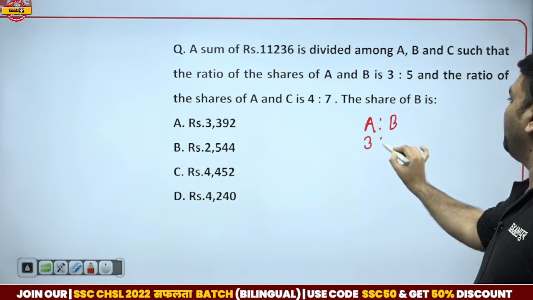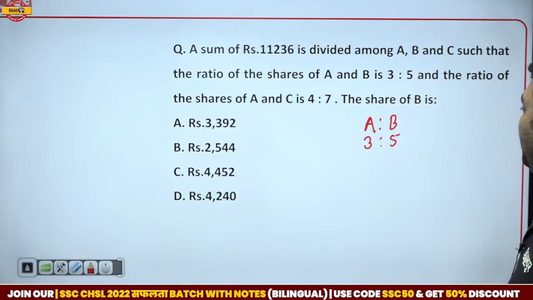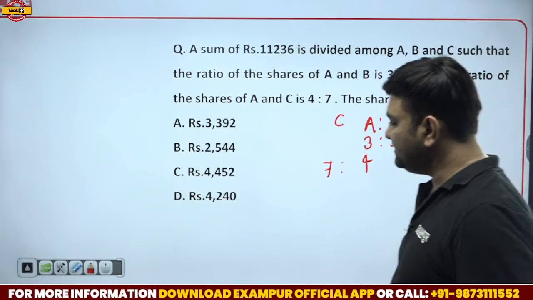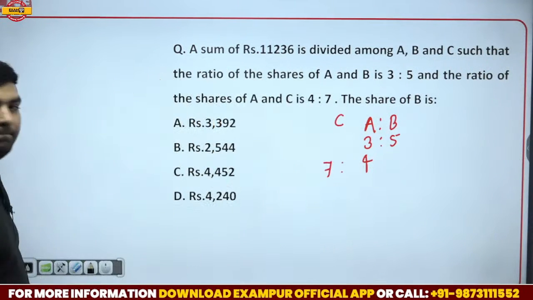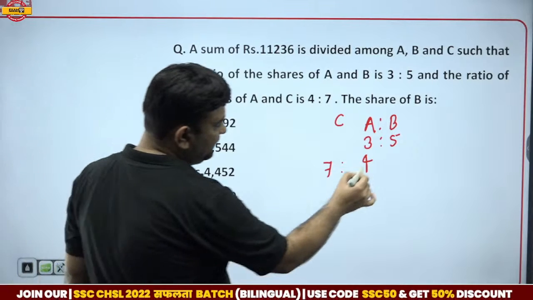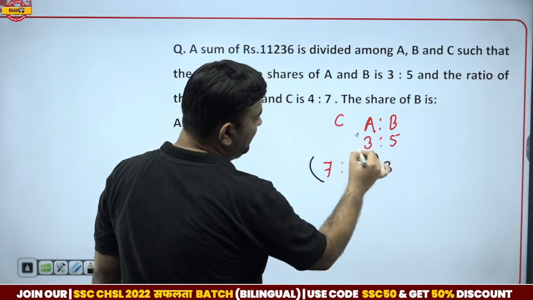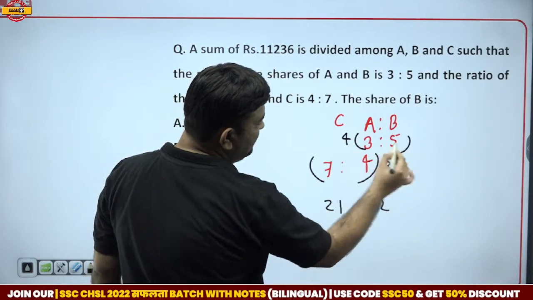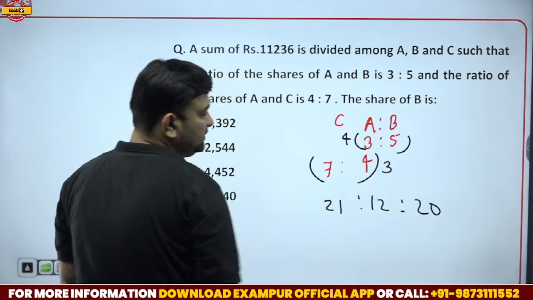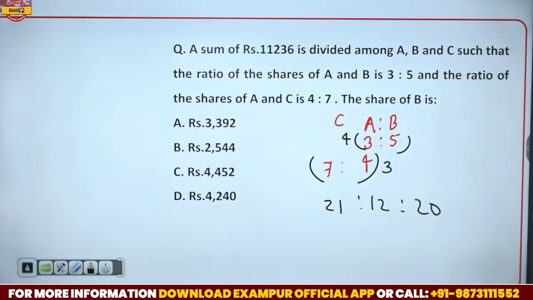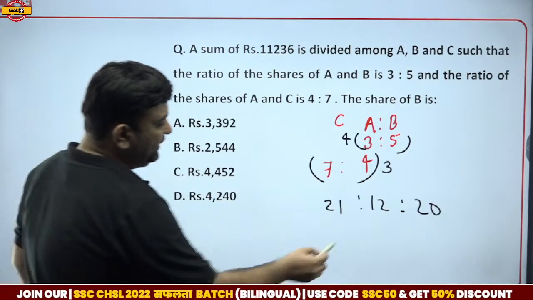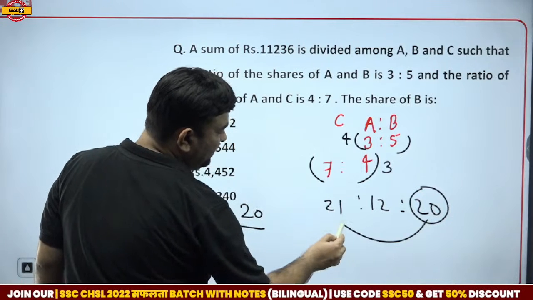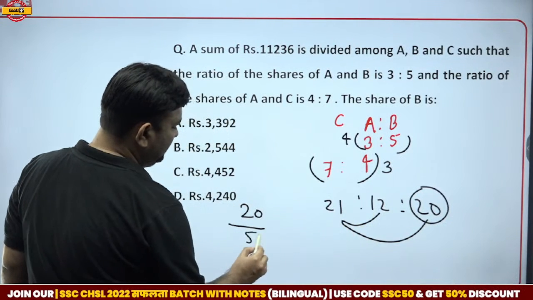A ratio B is 3:5 and A ratio C is 4:7. It is exactly the same, na? So make the value of A the same, multiply by 3, multiply by 4. So C is 21, A is 12 and B is 20. A, B, C is 12, 20, 21. The share of B is 20 over the total of 53.